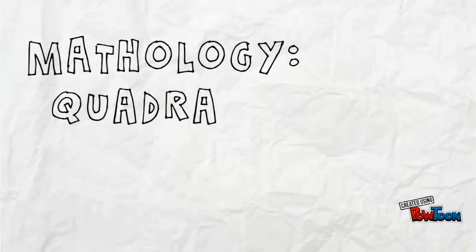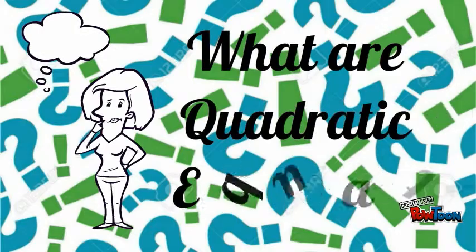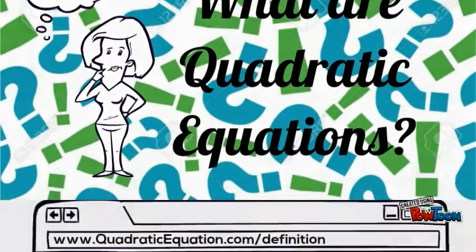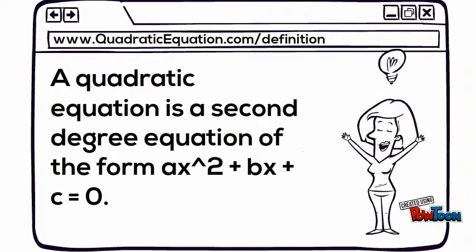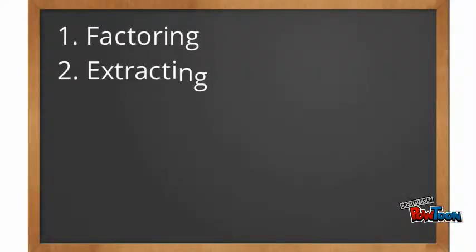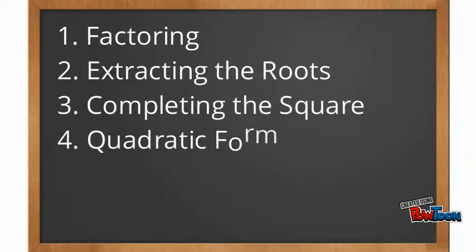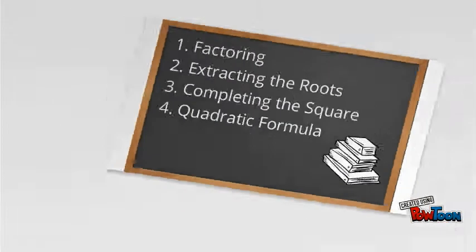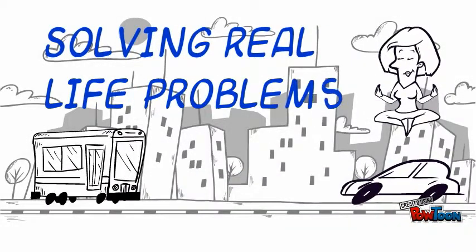For today's episode, quadratic equations. But first, what are quadratic equations? A quadratic equation is a second-degree equation of the form ax squared plus bx plus c equals 0. There are 4 ways to solve this, namely factoring, extracting the roots, completing the square, and quadratic formula. Now let's move on to solving real-life problems applying quadratic equations.